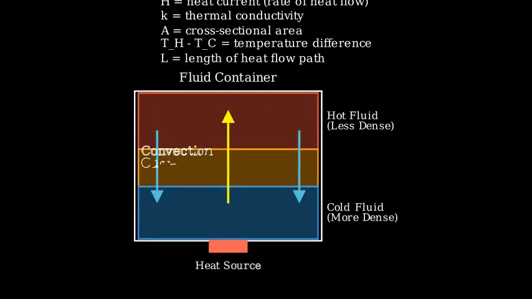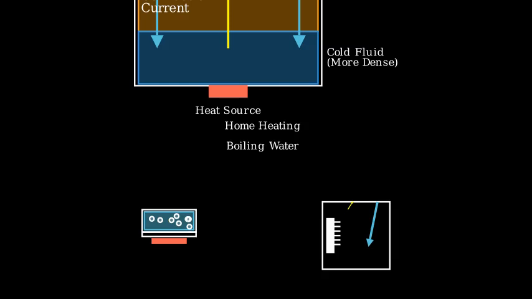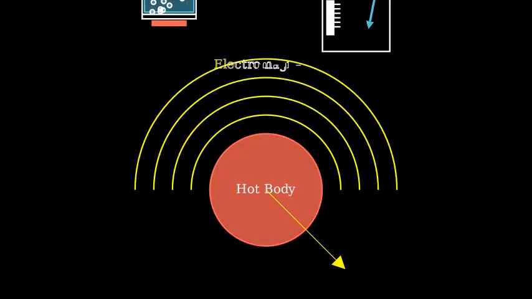Convection is heat transfer through the movement of fluids, either liquids or gases. As a fluid is heated, it becomes less dense and rises, while cooler, denser fluid sinks. This creates a current that transfers heat. Examples of convection include boiling water, home heating systems, and atmospheric weather patterns. Radiation is energy transfer through electromagnetic waves. Unlike conduction and convection, radiation requires no medium and can occur in vacuum. All objects emit thermal radiation based on their temperature.